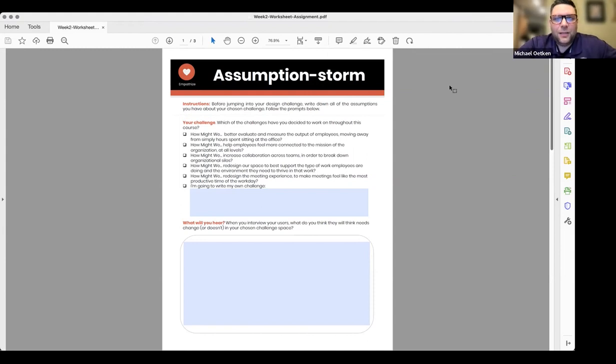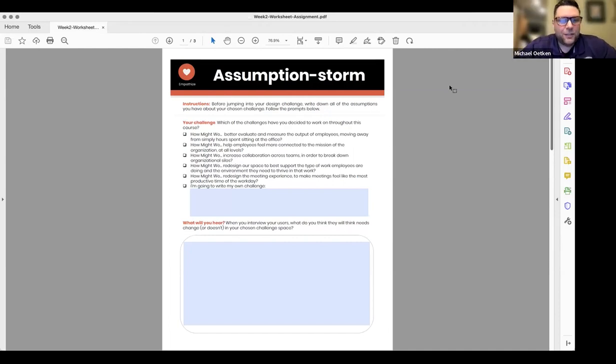So with this, you're putting yourself in the situation of working in an office, working at a company, and you can choose one of these challenges that they give you, or at the bottom there in that first section, you can write your own challenge. So if there's a problem that you find interesting and want to explore, you can do your own challenge, right? So any of those is okay.